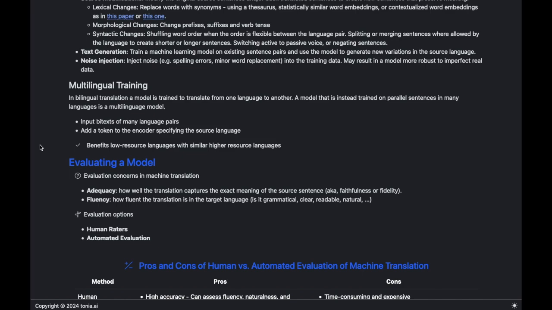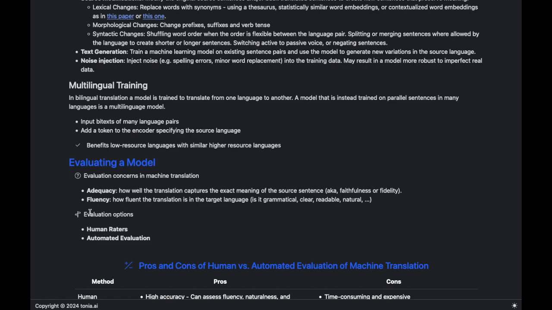An evaluation in machine translation is concerned with a couple of things. First of all, adequacy. How well does the translation capture the exact meaning of the source sentence? So its fidelity or its faithfulness. So whether or not the syntactic correctness of the translation is captured correctly, adequacy says how well does the translation actually capture the exact meaning. So you could have a translation that is syntactically correct but does not capture the meaning of the source sentence well.